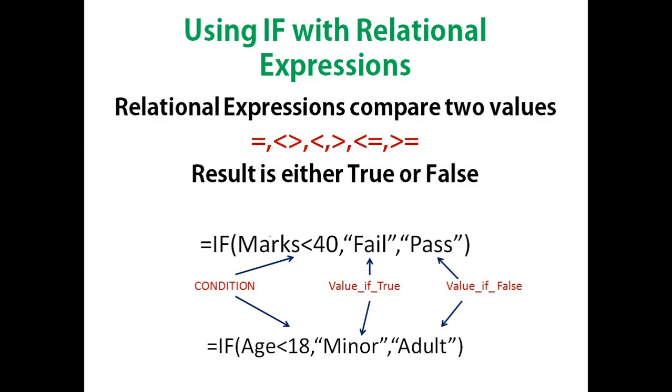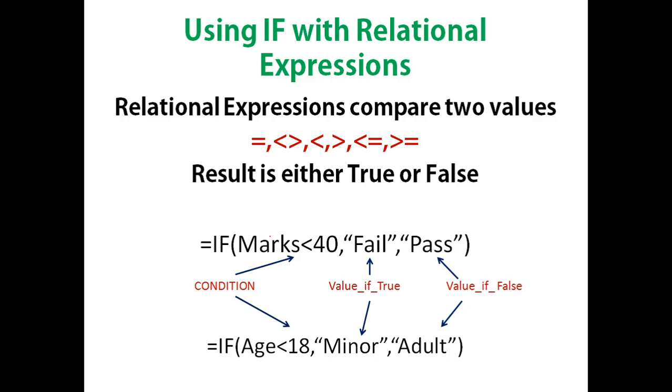In the second example, if age less than 18, minor, comma, adult, the if function will check the age with the value 18. And if it is less than 18, it will print the first value, that is minor. And if it is greater than or equal to 18, then it will print the next value, that is adult.